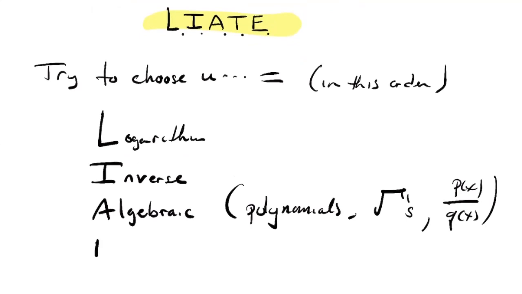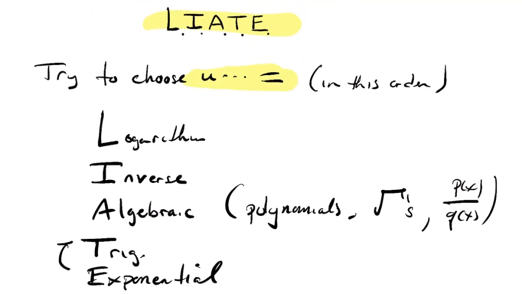Sorry, I'm trying to do this, but I'm running out of room. Trig functions, and then finally exponential. So worst case scenario, that's some general advice of how to choose u. Okay, notice that in my looper, I actually violated this. I let u equal the exponential and dv be the trig. It could have gone the other way.